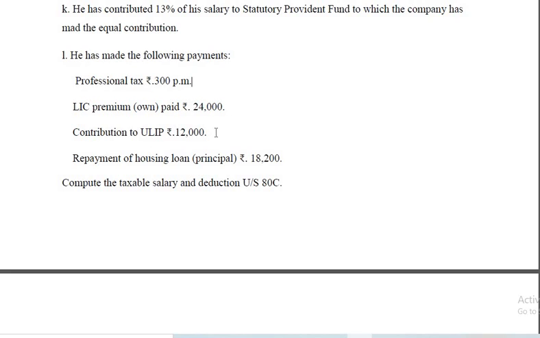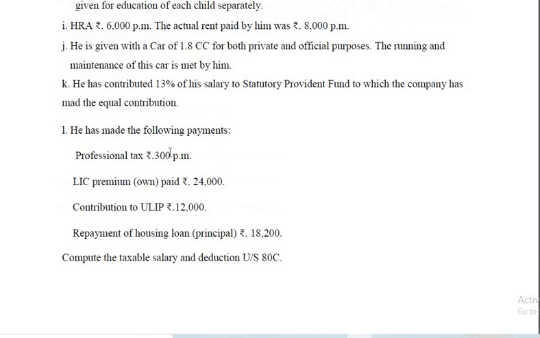Contribution to ULIP, unit linked insurance plan. This again comes under 80C. Repayment of housing loan, principal amount only 18,200. This is also to be taken under 80C, because the maximum deduction available under 80C is 1,50,000. Okay, this is about the problem.